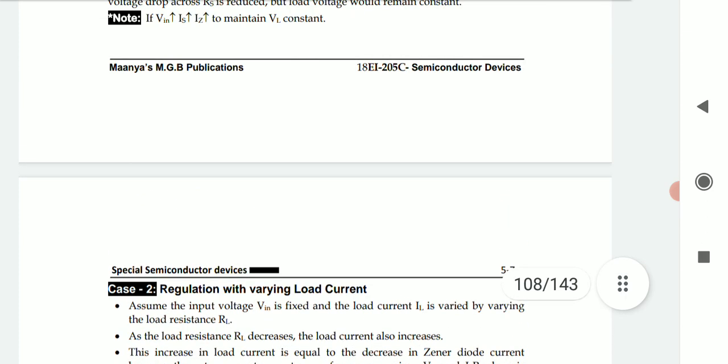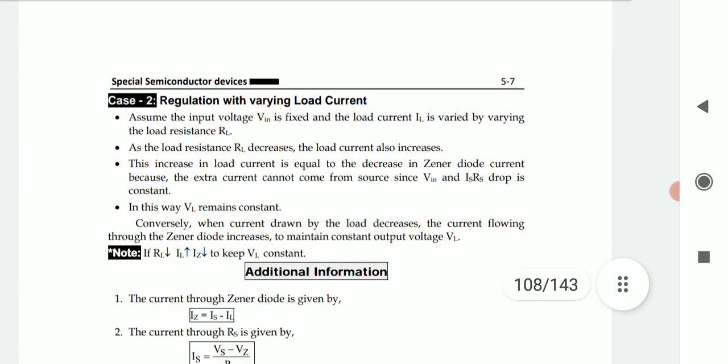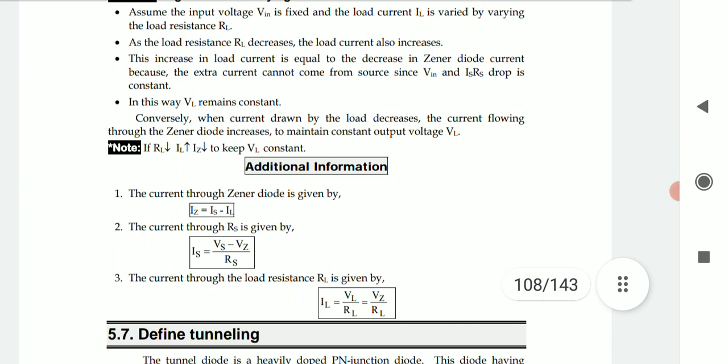So whatever component here varies, the ultimate goal is that the output voltage across the load should be constant. Irrespective of changes in input, the output is constant, which is nothing but a voltage regulator. This can be obtained by using the Zener diode. This is a very, very important application of the Zener diode.